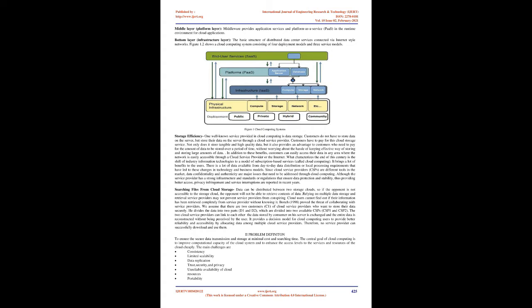We assume that there are 2 customers, C1, of cloud service providers who want to store their data securely. He divides the data into 2 parts, D1 and D2, which are divided into 2 available CSPs, CSP1 and CSP2. The 2 cloud service providers can link to each other. The data stored by the consumer on his server is exchanged and the entire data is reconstructed without being perceived by the user. It provides a decision model for cloud computing users to provide better reliability and accessibility by allocating data among multiple cloud service providers. Therefore, no service provider can successfully download and use them.